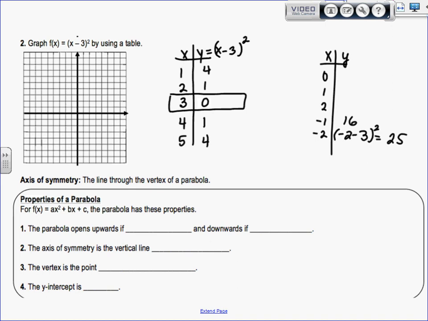All right, so I have 1, 4. I have 2, 1. 2, 1, not 2, 2. 3, 0, 4, 1, and 5, 4. So there's my U shape.